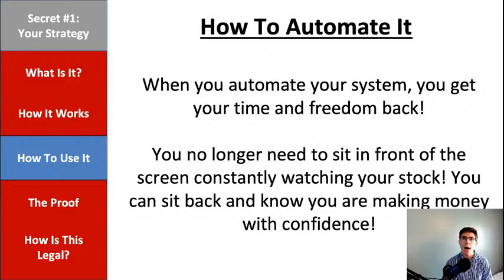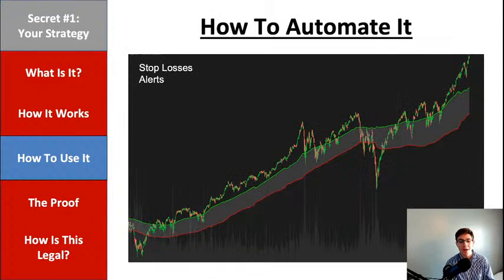Now, how to automate the strategy. You're like, okay, that's cool, but I don't have the time to watch these stocks every day. When you automate your system, you get your time and freedom back. You no longer need to sit in front of screens constantly watching your stocks. You can sit back and know you are making money with confidence. So again, you can add stop losses that get updated as you go on with the stock, and then you can set alerts using your platform. So you can say, if it gets above this price, send me an email. You can do that through TradingView, through TD Ameritrade, and almost every other platform except maybe Robinhood. But again, they're Robinhood, so who cares?